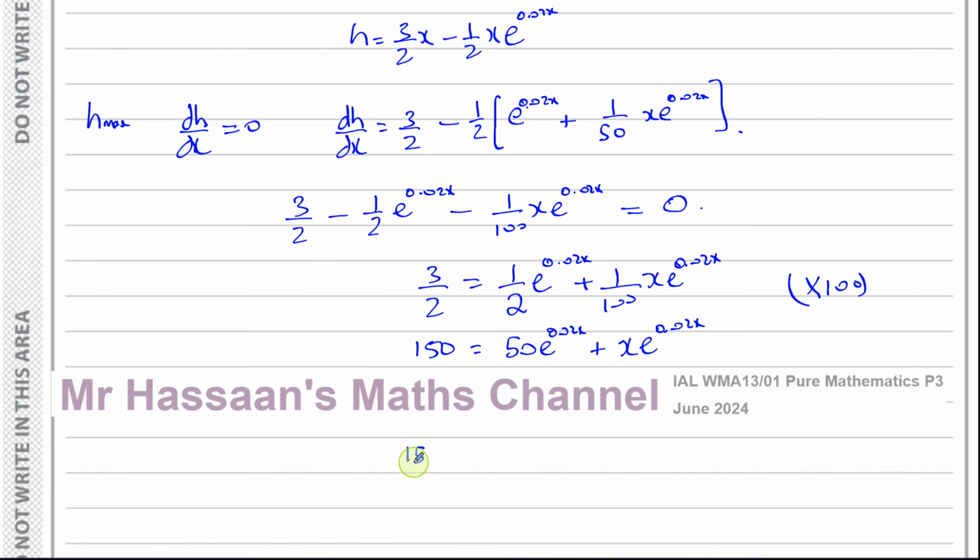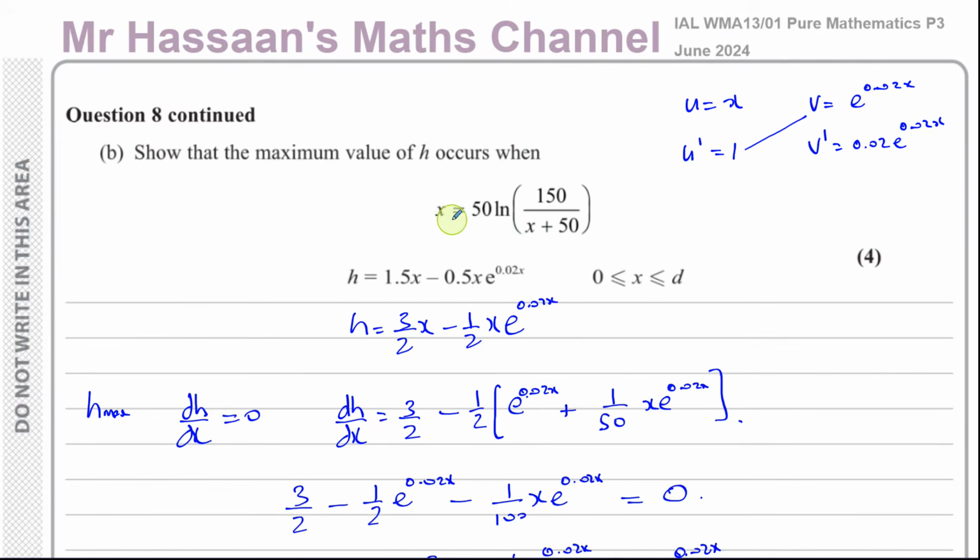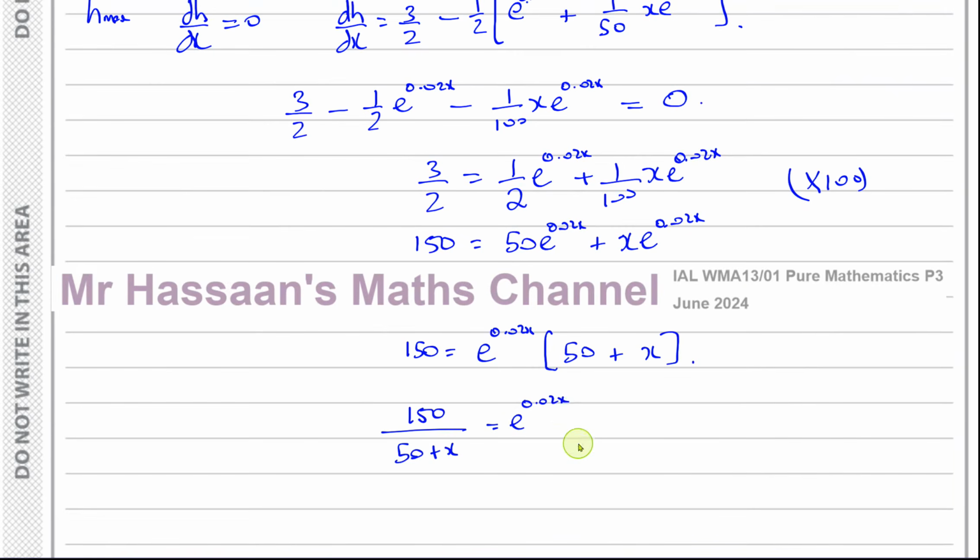So I got 150 equals e to the power of 0.02x. And here I'm going to have 50 plus, and I'll have x here. And then I can divide both sides by 50 plus x. So I've got 150 divided by 50 plus x equals e to the power of 0.02x. And now we want to end up with this, remember. So this x has been made the subject.